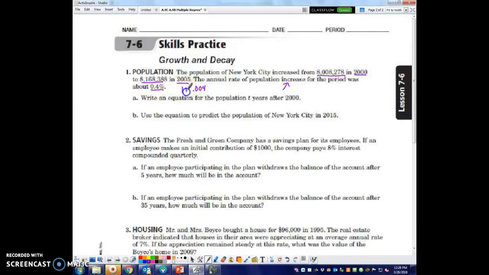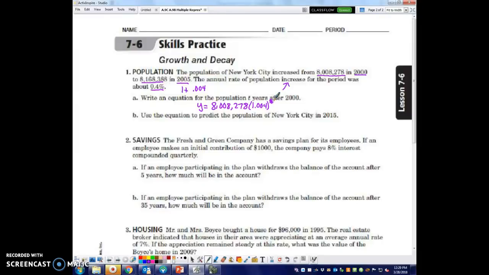Okay, so 0.4% is going to be, when you move the decimal over twice, 0.004. It's increasing, so it's 1 plus 0.004. So the equation is going to be y equals, where do we start? That big old number there, 8,008,278 times 1 plus this, so it's 1.004 to the power of x. Okay, so that's our equation. All right, or after t years, you can say to the power of t.